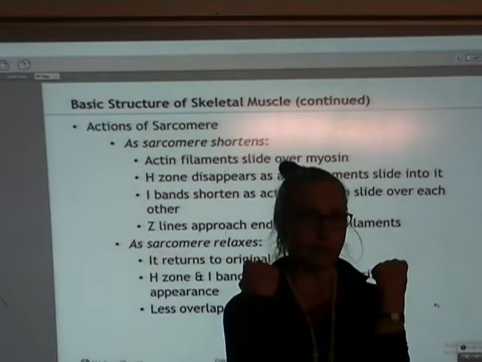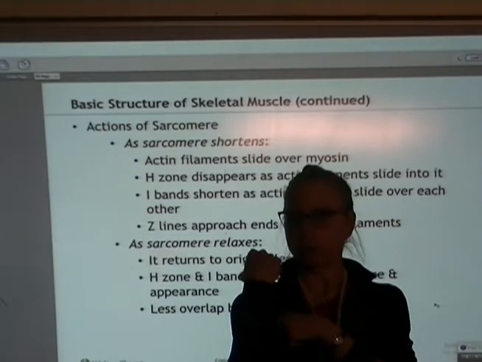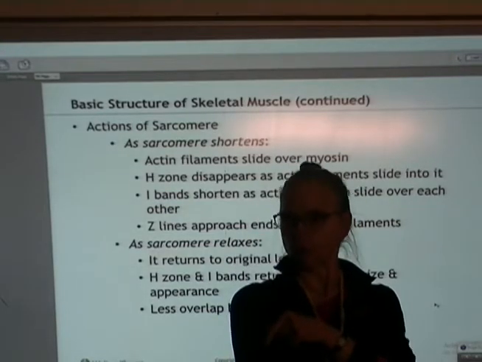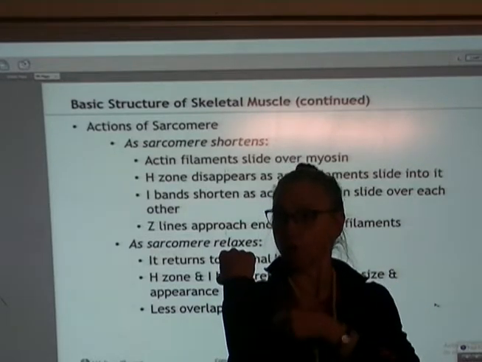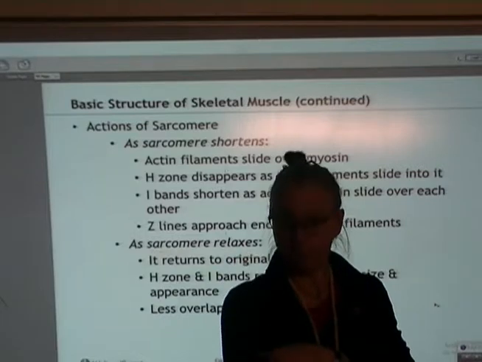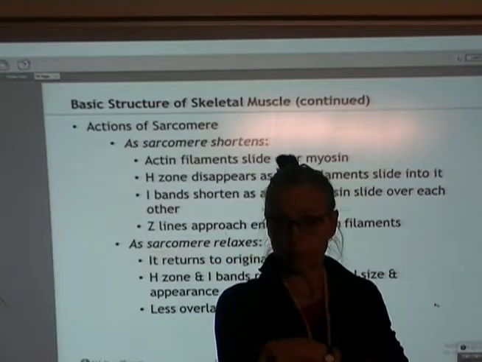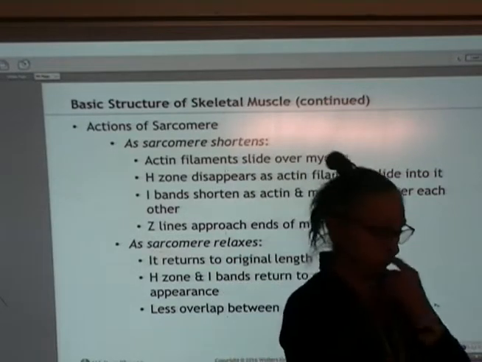So when I do my bicep curl, I don't uncontract, I don't lengthen my muscle, I just turn off the contraction and the weight pulls it back down, okay?